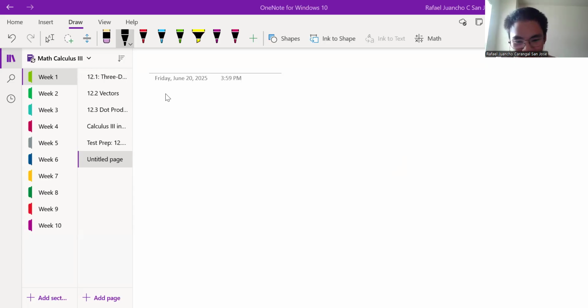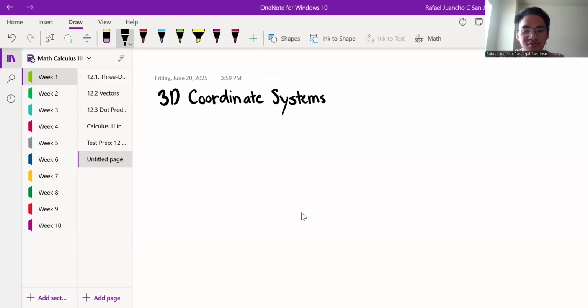Right now we're talking about three-dimensional coordinate systems. So this is just to help us get into the habit of thinking in 3D.